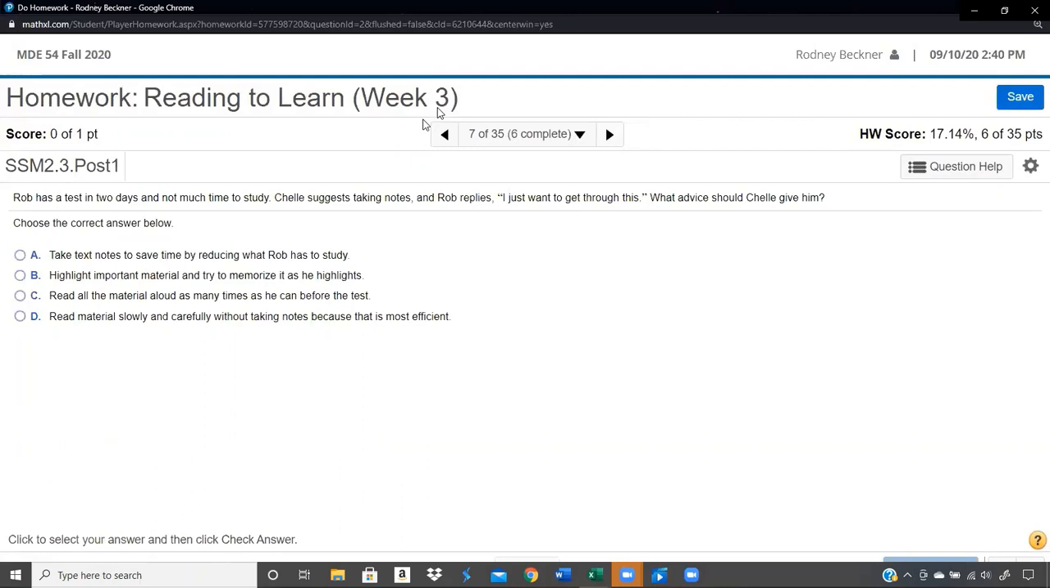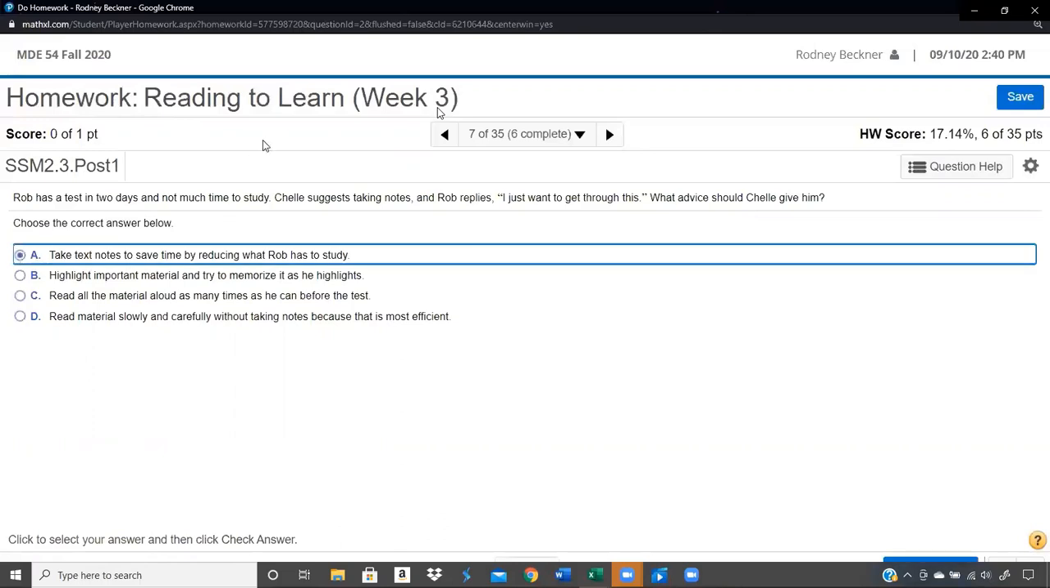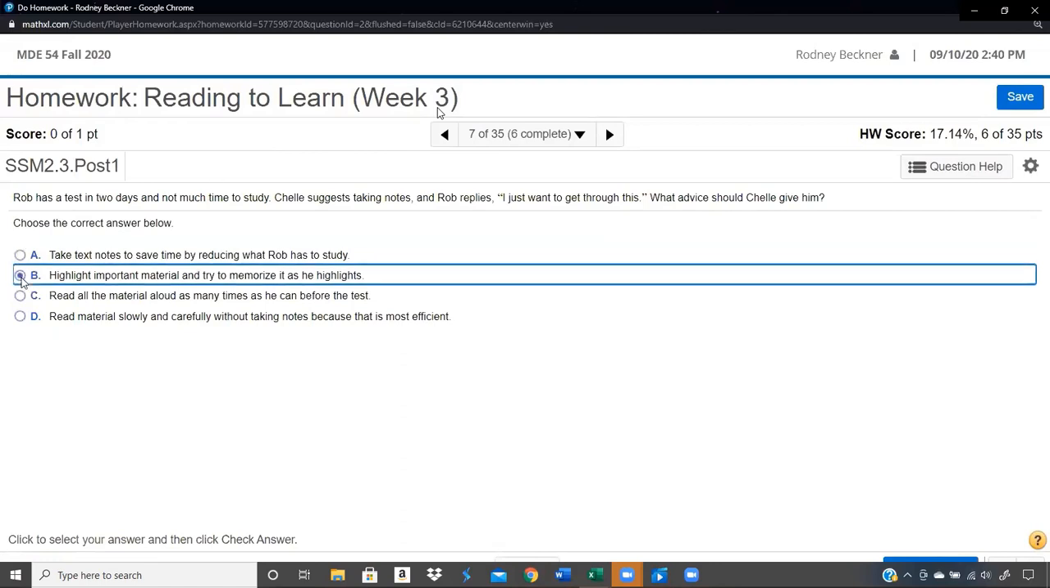So, test in 2 days, not a lot of time to study. Someone suggests taking notes, and then Rob says, well, I don't have a lot of time, I just want to get through this. I don't want to take notes. What advice should Shell give him? Taking notes to save time by reducing what Rob has to study. Maybe those notes will help him so he's not flipping through 50 or 100 pages of a textbook, just 3 pages of notes. It seems like a good, solid advice.